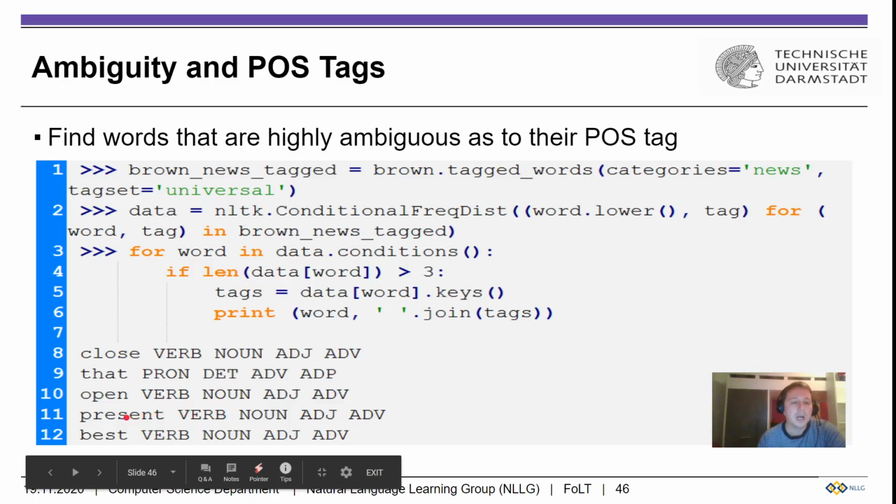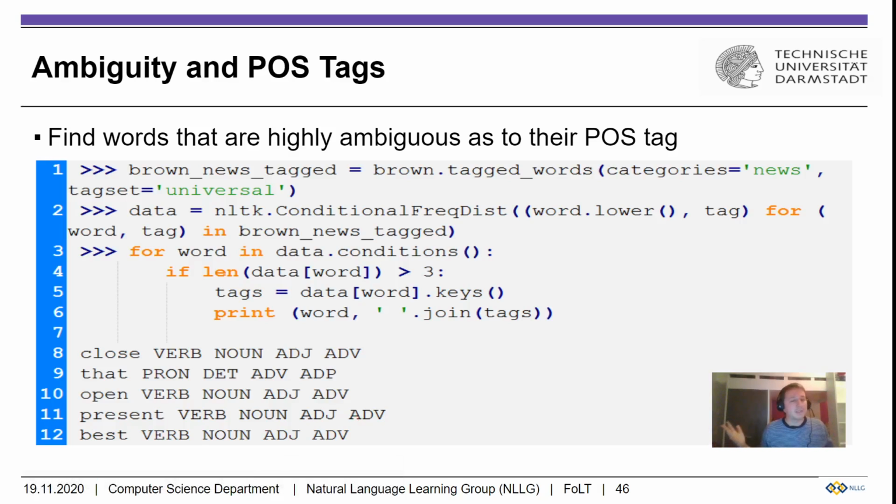For example, present is a verb in the context of "let me present to you something." "I got a nice present" is a noun. "In the present days" is an adjective, and in other contexts that you can think about yourself, it's an adverb. So we see that this could really be a difficult task, namely, depending on the context in which words occur, they may take on different part of speech classes and part of speech tags.